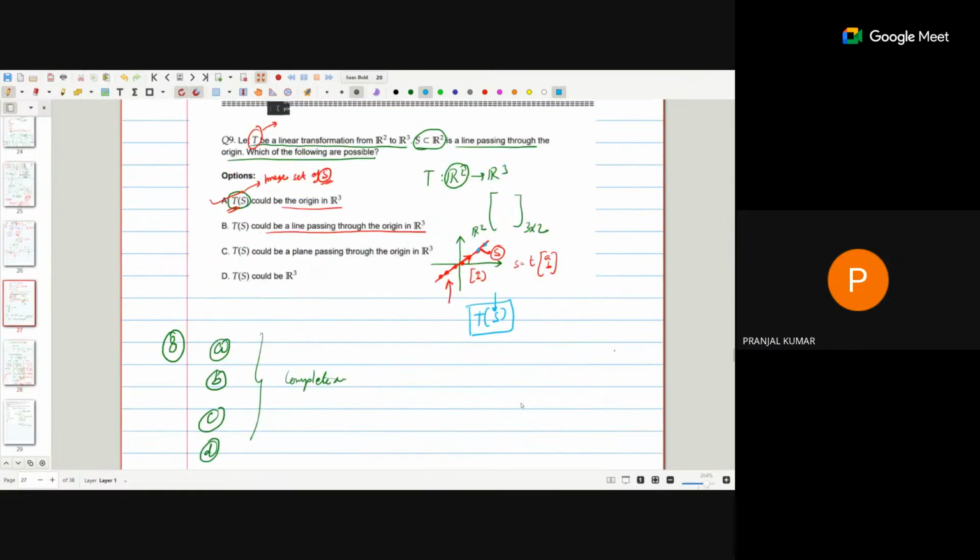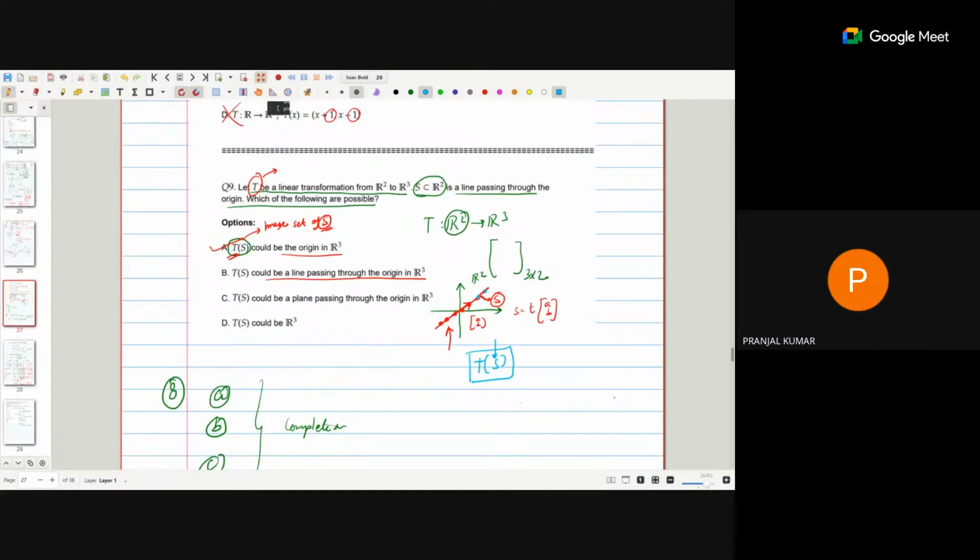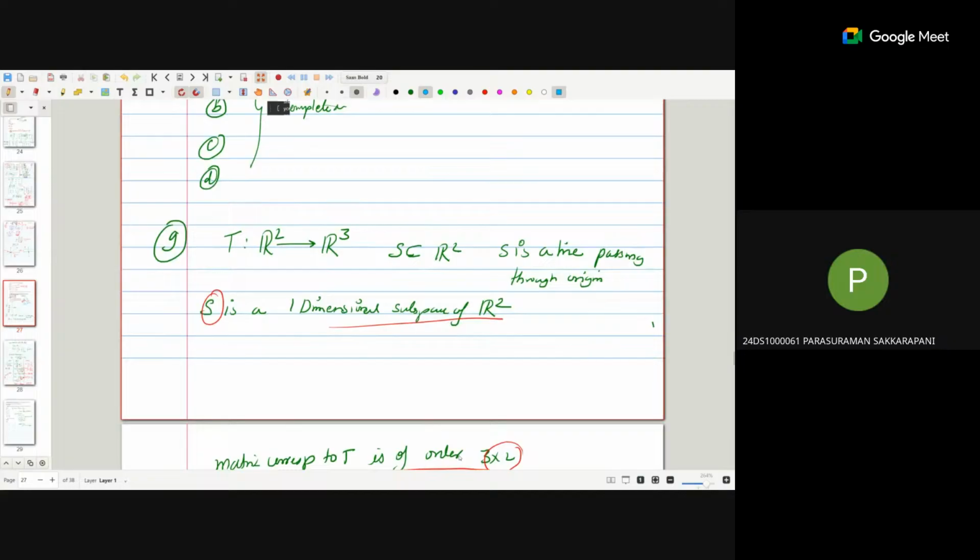Now, you know that S is represented as t of AB. If you keep on changing this t as 1, you will get one vector on S. If you take t as 5, you will get 5 times of AB again on the same line. So on changing t, you are getting different input points on the line S. Yes or no? That's true.